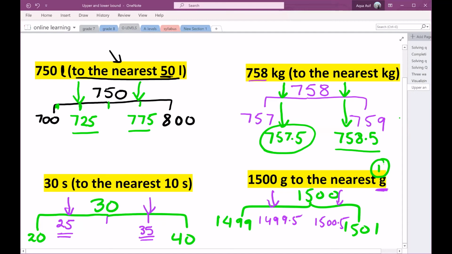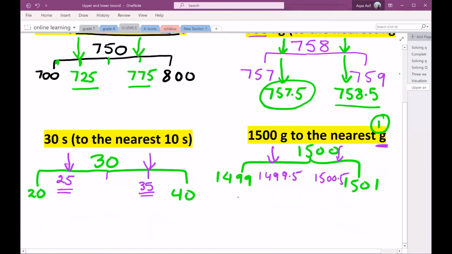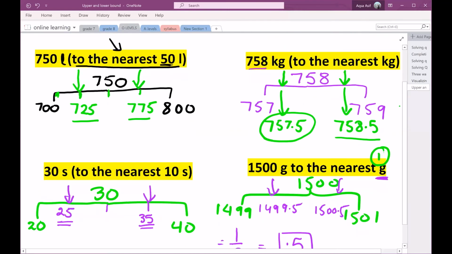So you need to see, the most important thing is to the nearest gram or to the nearest kilogram. You have to round it off to the nearest gram, 1 gram. So what I'll do, I'll divide 1 gram by 2 and I'll see that I have to add 0.5 to 1500 for the upper bound, and I have to subtract 0.5 to find the lower bound. Similarly, have a look, 750 to the nearest 50 liter. So what I'll do, 50 divided by 2. So I have to add 25 to 750 and subtract 25 from 750 to find the upper and lower bound.